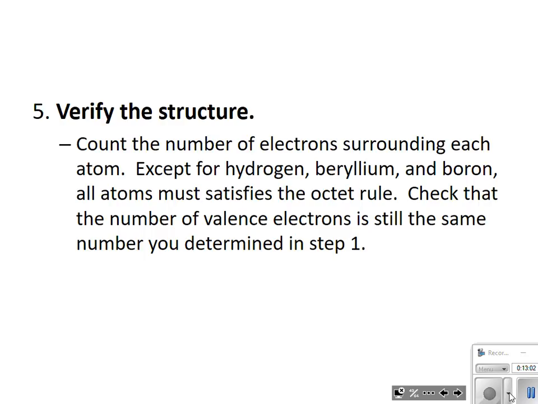Finally, we need to verify the structure. The final step is to verify the structure. You need to count the number of electrons surrounding each atom to ensure that each atom is satisfying the octet rule. Also, you need to check to make sure that you have not added any new electrons to your structure.